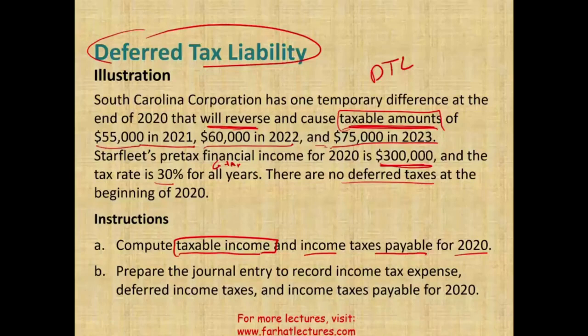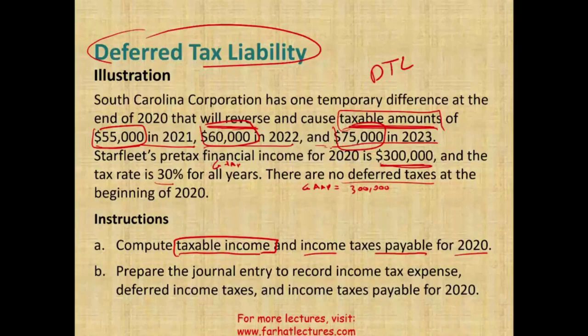Okay, so for 2020, are they giving us taxable income? They're not, but we have to compute taxable income. How do we compute taxable income? GAAP income, they gave us GAAP income of 300,000. That was given to us. The GAAP income is 300,000, and they told us there is a difference. There is a difference of 55, 60, and 75. So in future years, 55 plus 60 plus 75 would reverse.